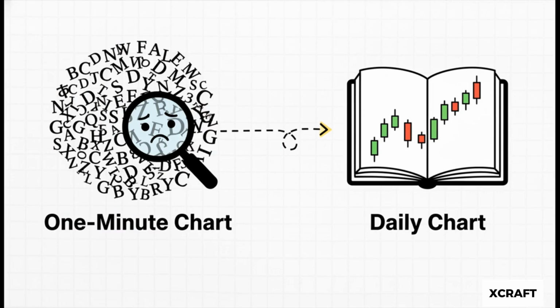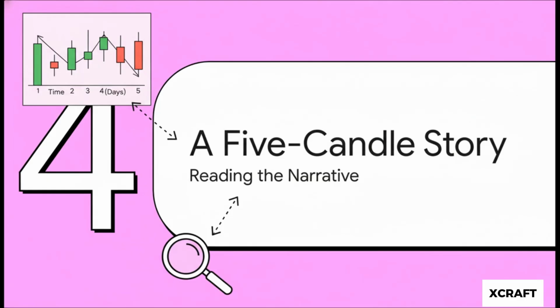You know, trying to understand the market by looking at a 1-minute chart, it's like trying to read a novel by looking at individual letters. The daily chart, on the other hand, is like the chapter summary. It gives you the main plot. And it's so important to understand that main plot first before you ever try to zoom in on the details. Okay, so let's put all of this together. We're going to read a short 5-candle story on a daily chart and see exactly what it's telling us.